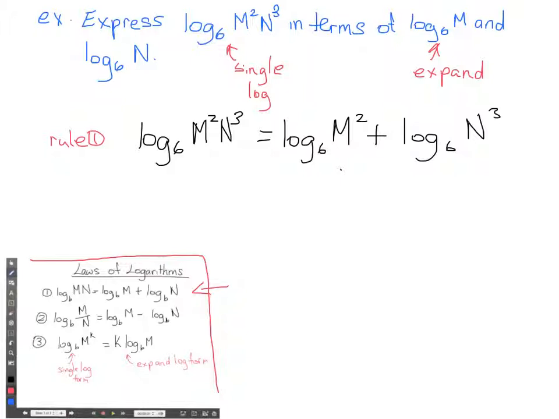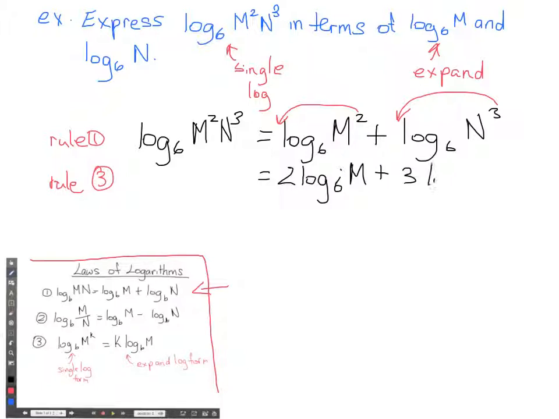Our exponent in the single form going to the expanded form becomes a coefficient. So according to rule 3, this is actually going to be equal to, this 2 comes over here and it becomes 2 log to the base 6 of m, and again we move this 3 over here and it becomes plus 3 log to the base 6 of n. And we're done with this problem.